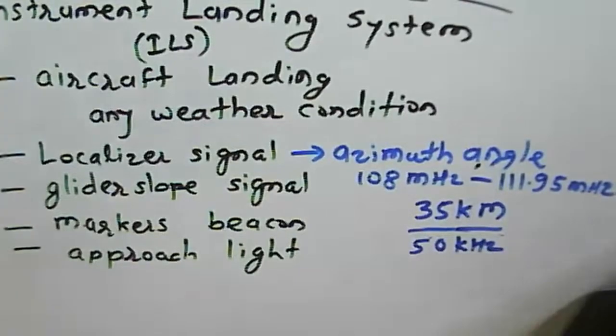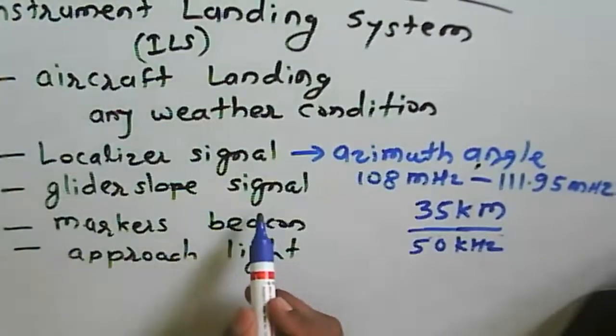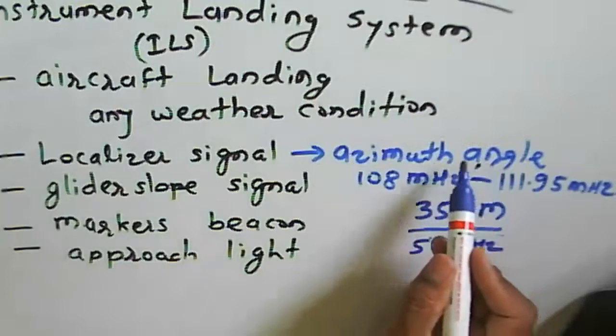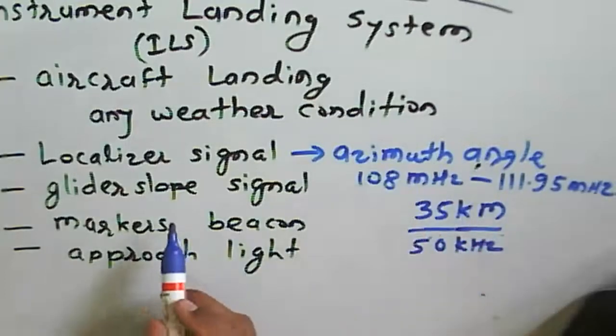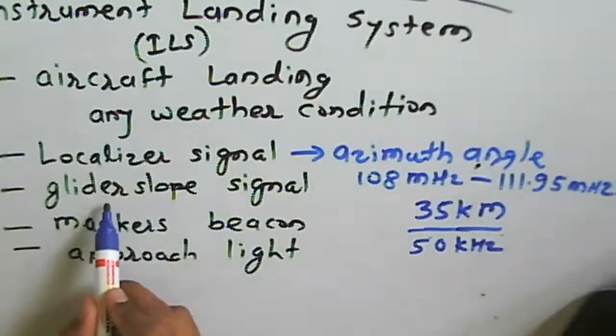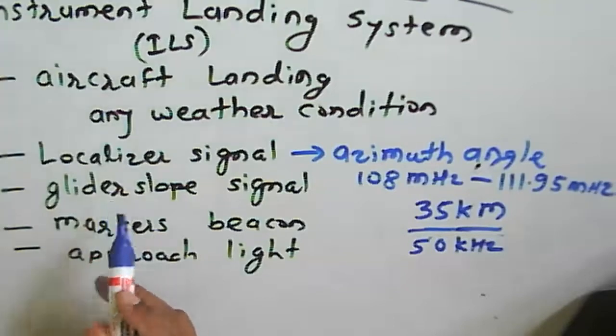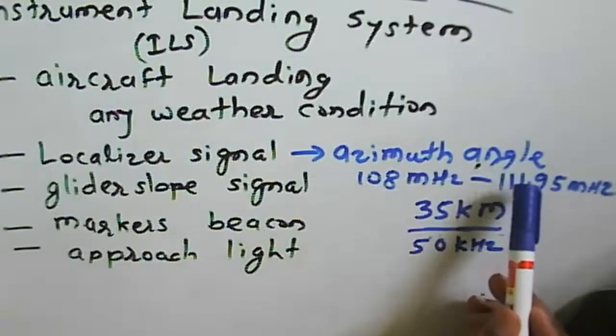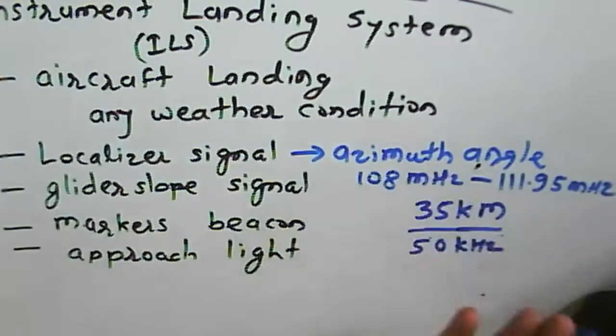This one is about the localizer. Then a glide slope signal. The localizer will provide the information regarding the runway, and then the glide slope signal will provide the information about vertical guidance. So this one is about the azimuth angle, or you can say horizontal information.